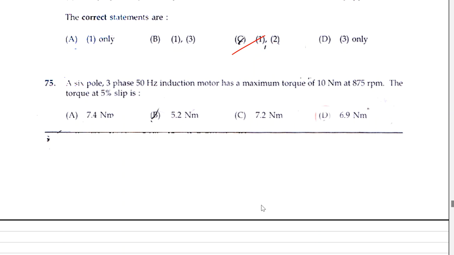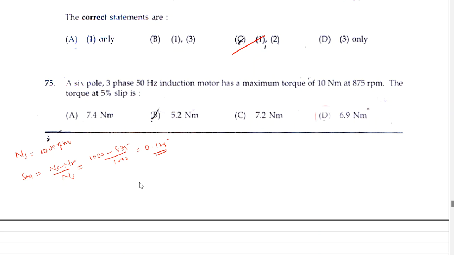Okay, right. So we know that Ns is equal to 120 F by P. From this, or you can directly guess the Ns value. It will be 875, means nearest value will be 1000. So 1000 rpm. Or you can find the formula Ns is equal to 120 F by P. You will get the value. Now the slip, Ns minus Nr by Ns here. So what is the Ns? 1000. So 1000 minus 875 divided by 1000 here. Simplify this, you will get it as 0.125.